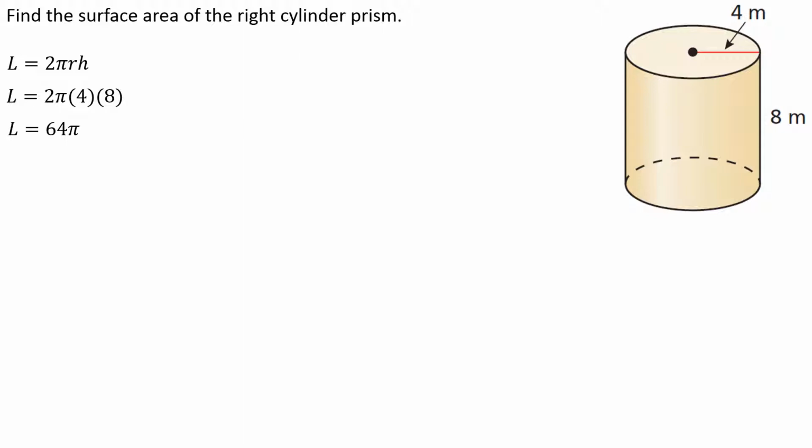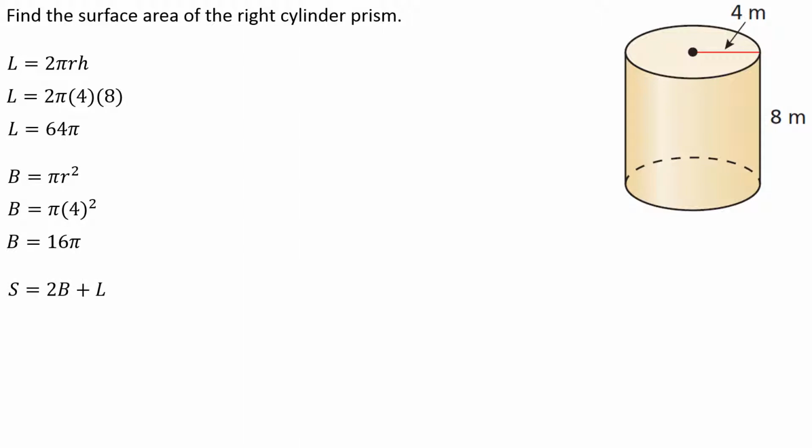Now I'll take a look at the base. For a circle, of course, it's got to be pi r squared. So the area of the base will be pi r squared. Of course, the radius is 4. So 4 times 4 is 16. There's my base. Now I can put it all together.